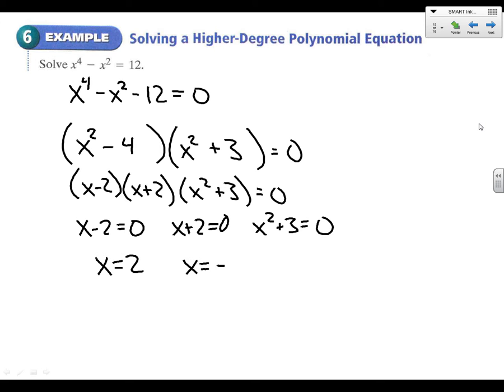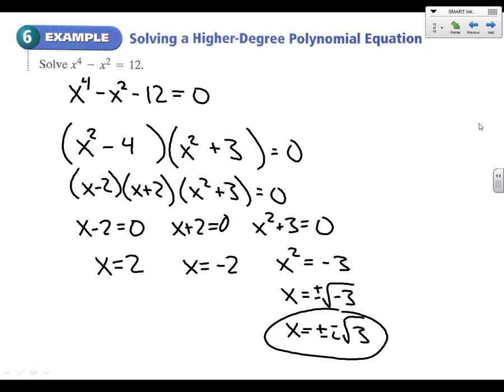X equals -2. X squared equals -3, so x equals the square root, with a plus or minus in front of it, of -3, which is plus or minus i root 3. Notice that this is two answers, a plus and a minus. Our third answer. Our fourth answer. We should have 4 answers because it's to the 4th.